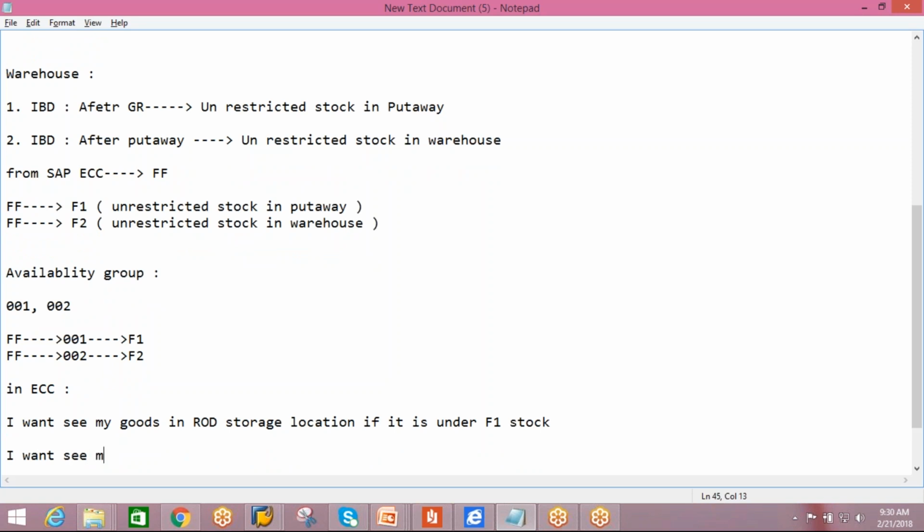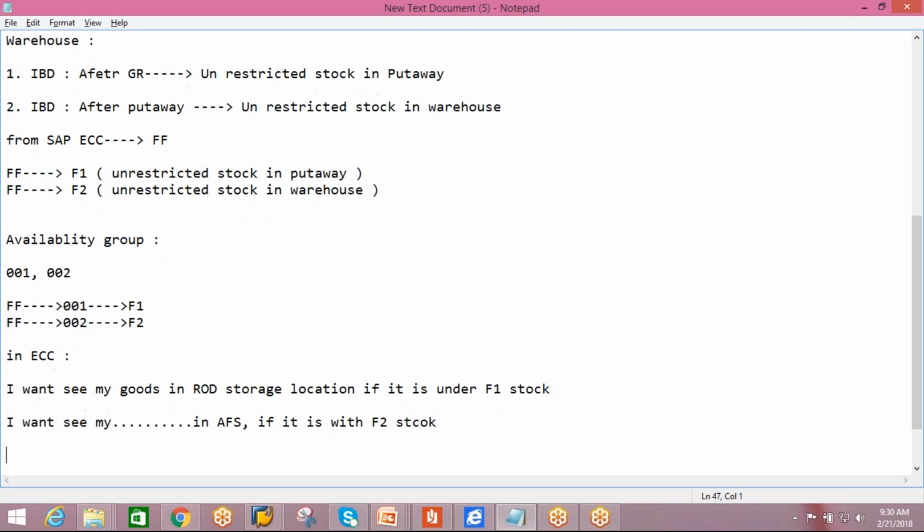Then I want to see my goods in AFS if it is with F2 stock, available for sale. Here, AFS is a storage location, ROD is a storage location. Yes, I want to see. Is it possible? Yes, possible. How?